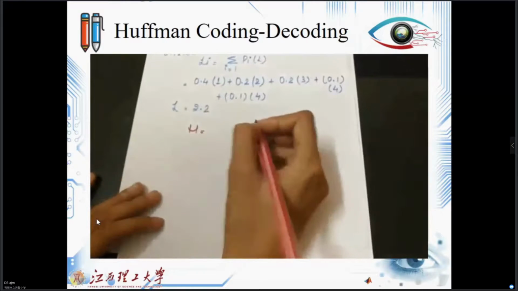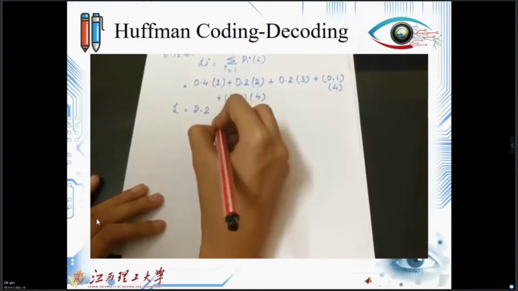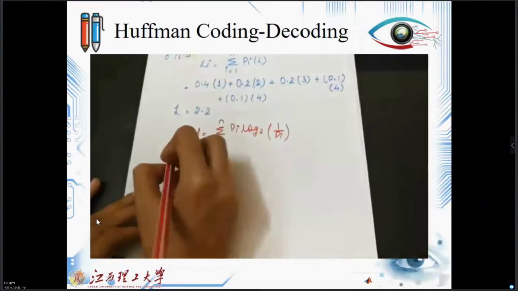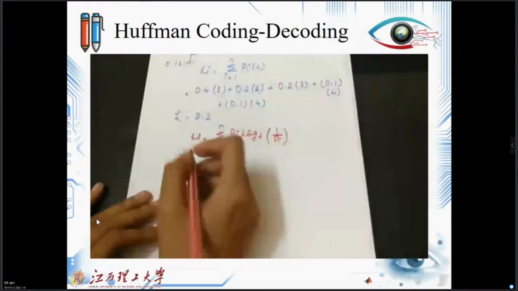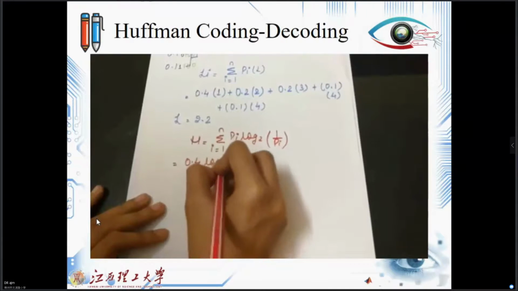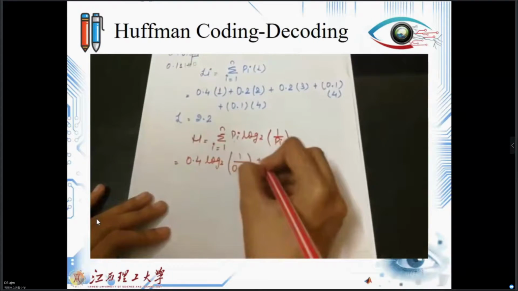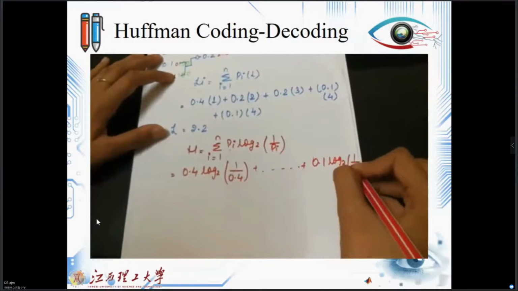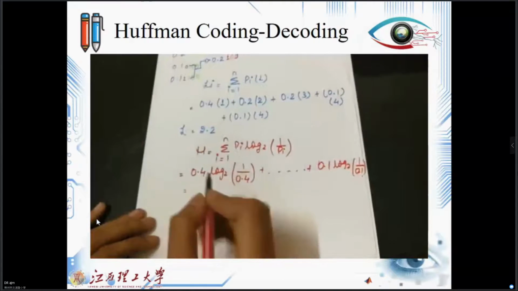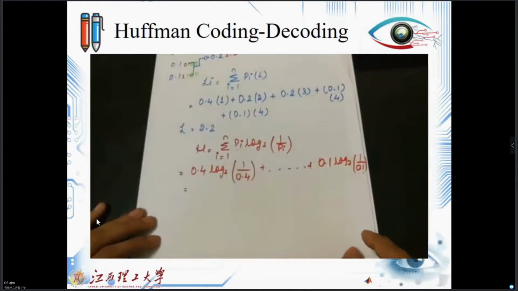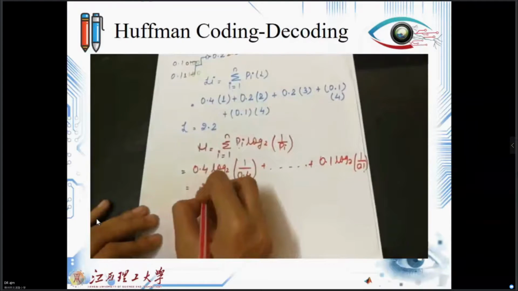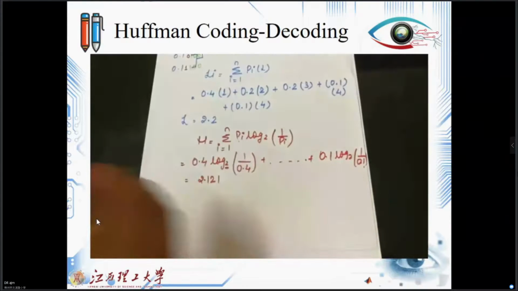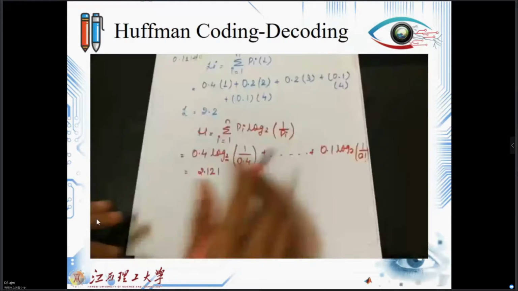Now we should calculate the entropy. The formula of H is the summation of P_i times the log of 1 divided by P_i. P_i is the probability, of which the maximum here is 0.4, and we should calculate one by one. Just remember that we should use log base 2. If we calculate this, the total value becomes 2.12. Remember that you should use log base 2 and do your calculation based on that.